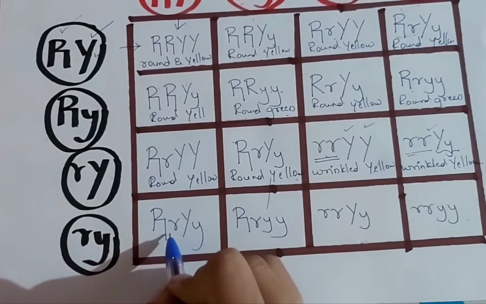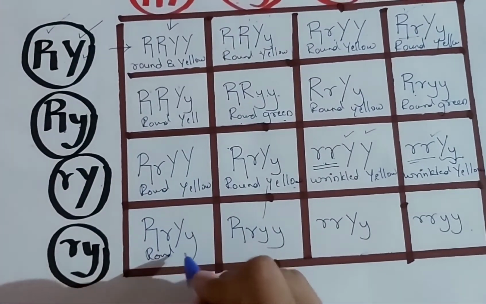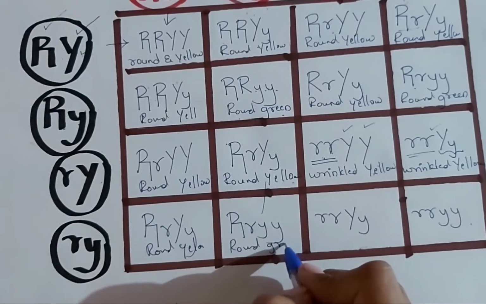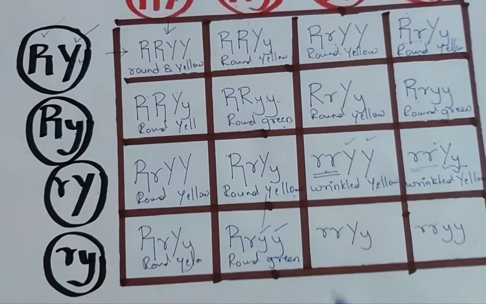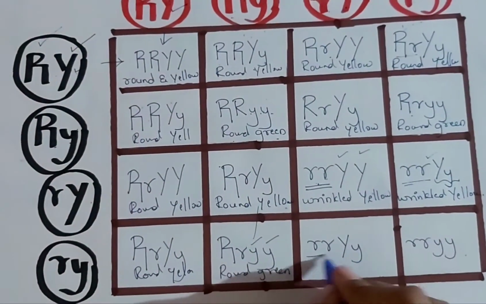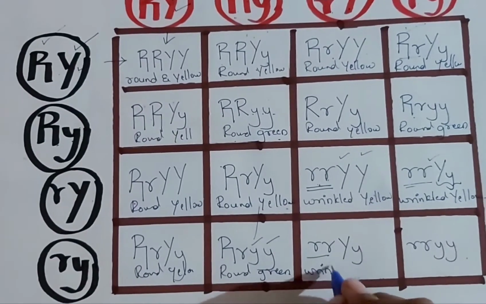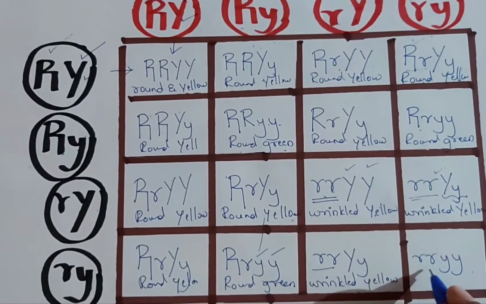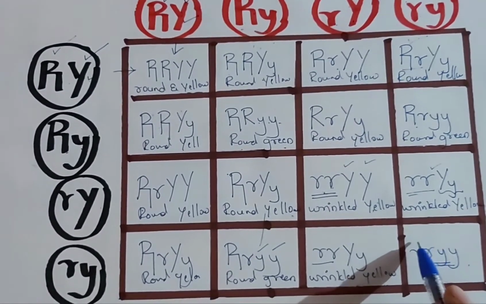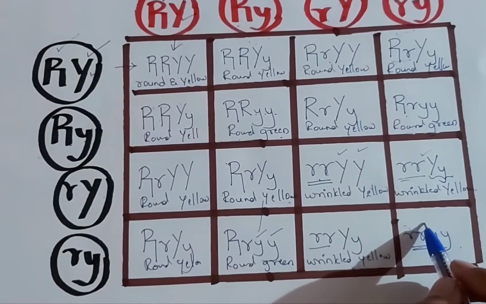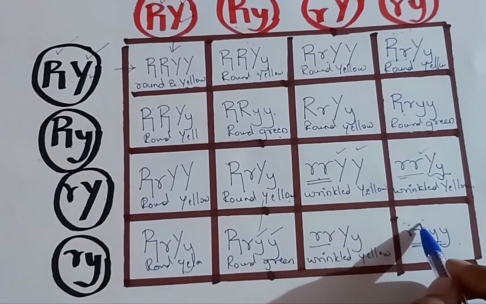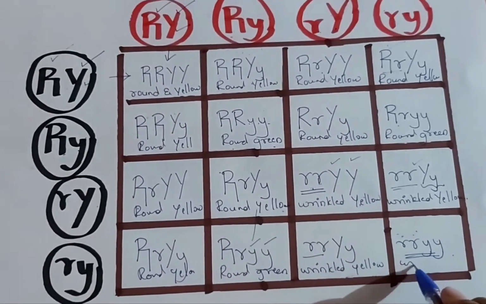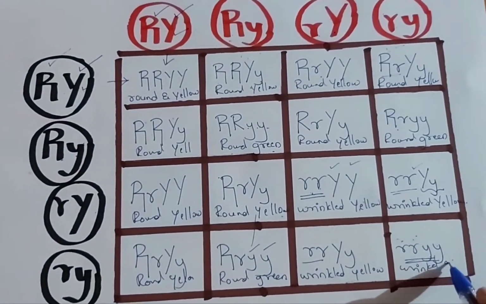And here you see here is also round, yellow, and here it is round, again it is green, because small y is for green. And here it is again wrinkled yellow, and lastly only one, it is both the recessive conditions. So wrinkled also, small y, and here it is also small y. So it is wrinkled green.